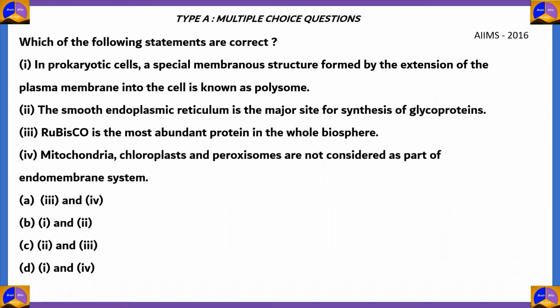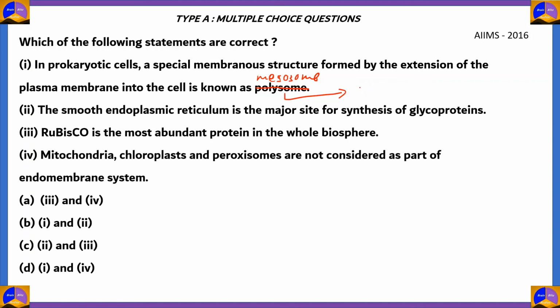So now we've reached our final question. Which of the following statements are correct? And we are given 4 statements. We are asked to find which of the following statements are correct. Let's look at each statement one by one. In prokaryotic cells, a special membranous structure formed by the extension of the plasma membrane into the cell is known as polysome. This is incorrect because the special membranous structure formed by the extension of the plasma membrane is known as a mesosome and not as a polysome.